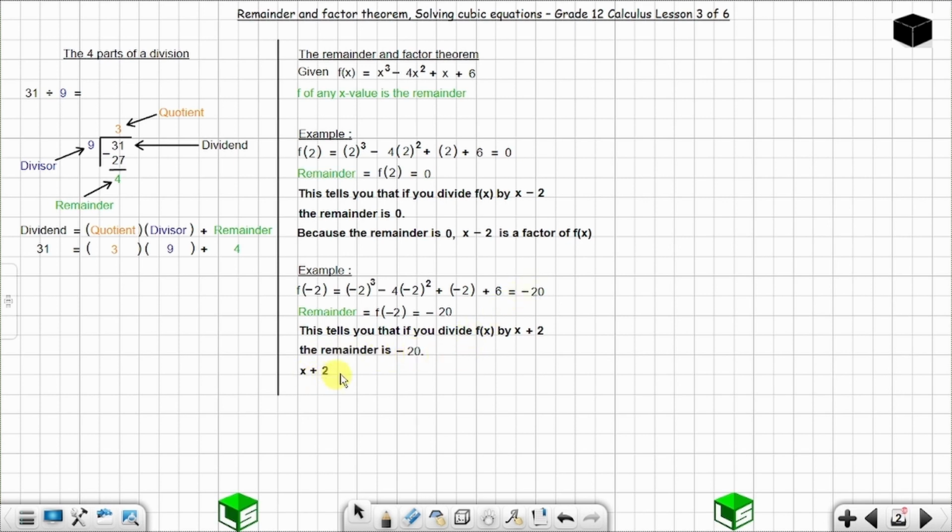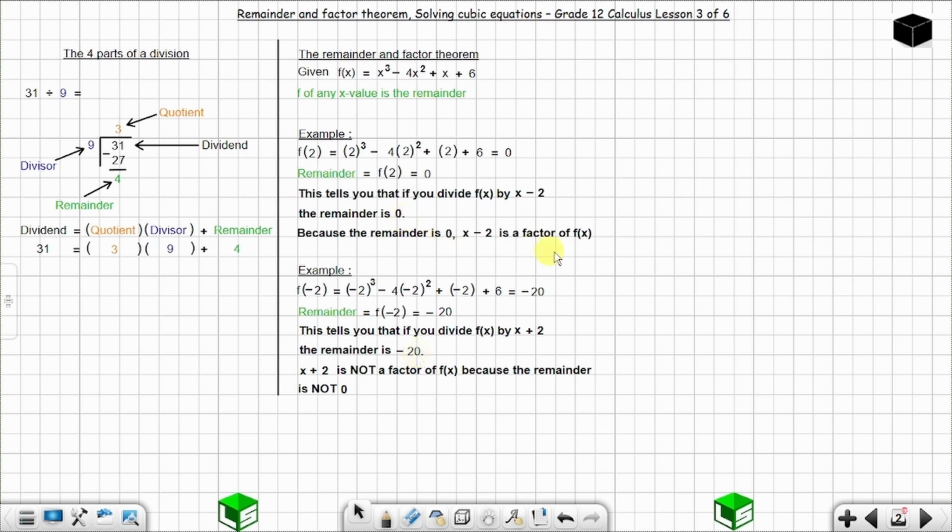X plus 2 is not a factor of f of x because the remainder is not equal to 0. Okay, you are going to have a factor only when the remainder is equal to 0. Okay, the remainder is equal to negative 20.